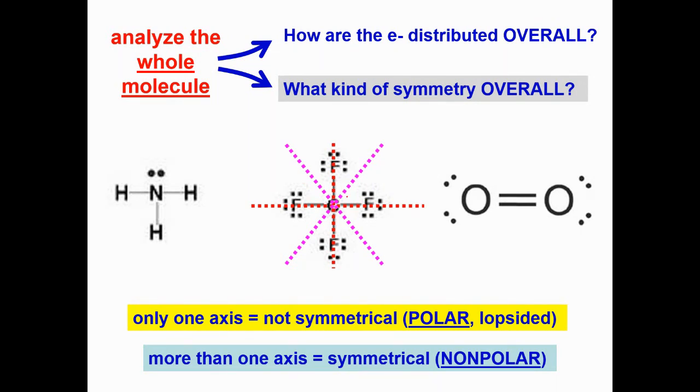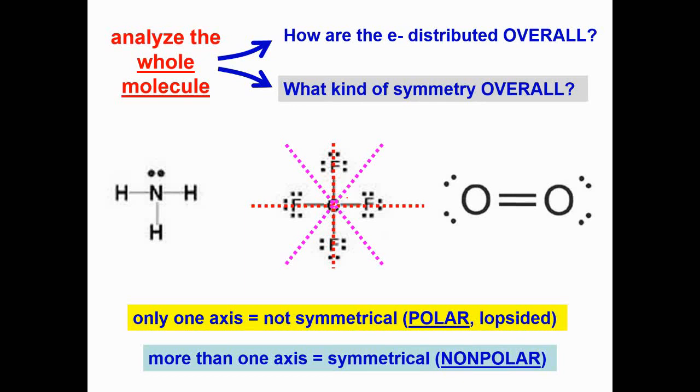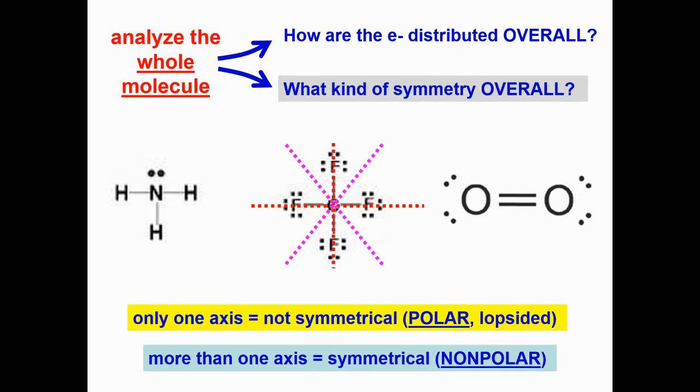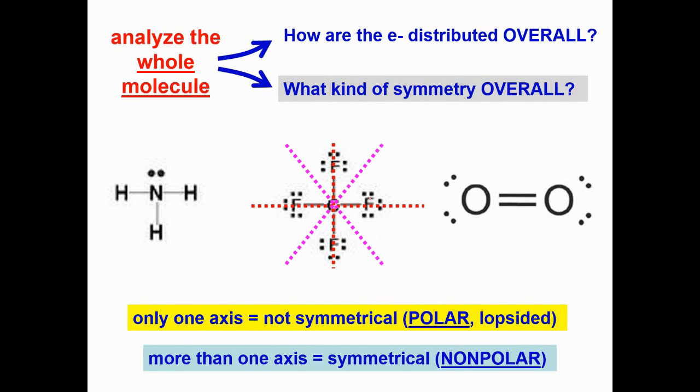That means we have multiple axes of symmetry. If there's more than one axis of symmetry, it's a non-polar molecule. That means it's symmetrical in many different directions, or more than just one direction. Let's look at NH3. Okay, and again, CF4 is a non-polar molecule because it has multiple axes of symmetry.